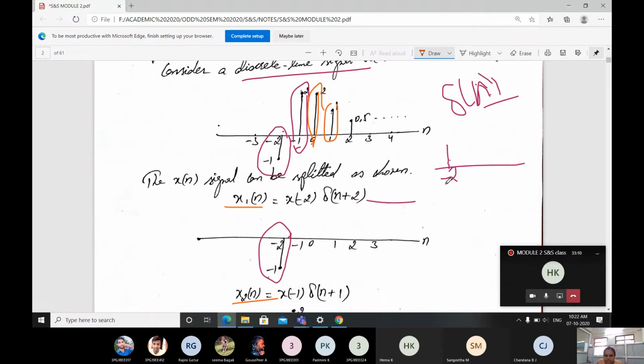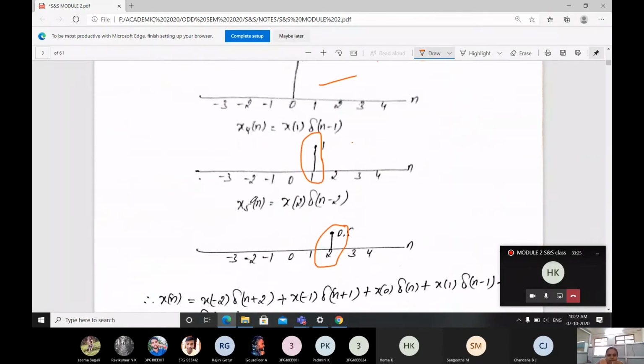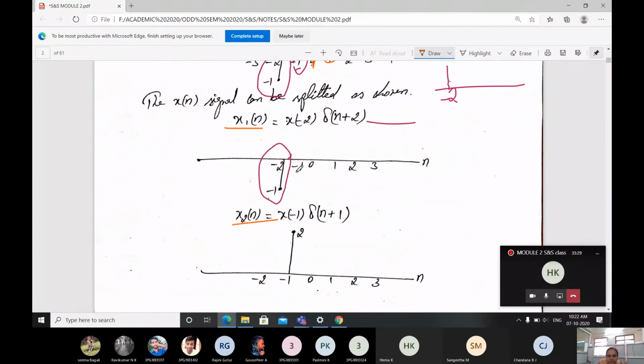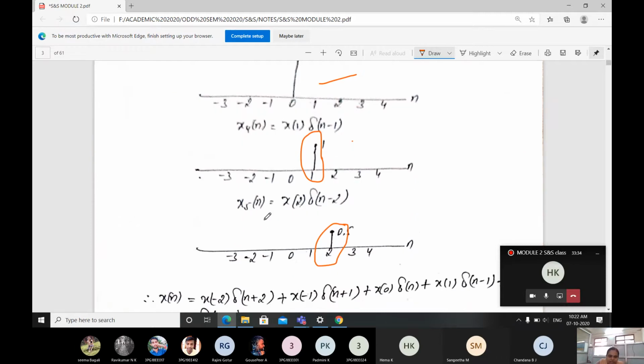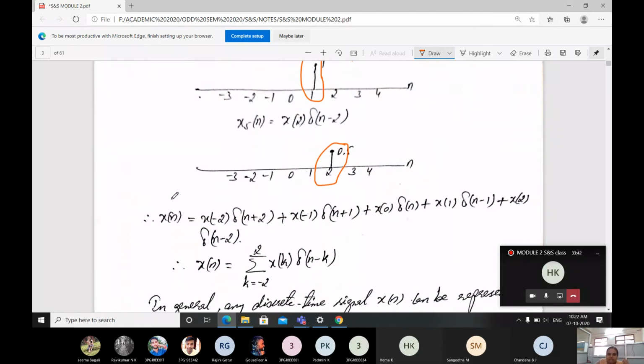Observe here, the x of n signal is there, but we represented the x of n signal in terms of an impulse for each of the samples. That is what we took as different signals, from x1 of n to x5 of n. When I add all the signals, x1 of n, x2 of n, x3 of n, x4 of n and x5 of n, am I able to get this signal? Yes, I can. So I can write the resultant signal as x of n.